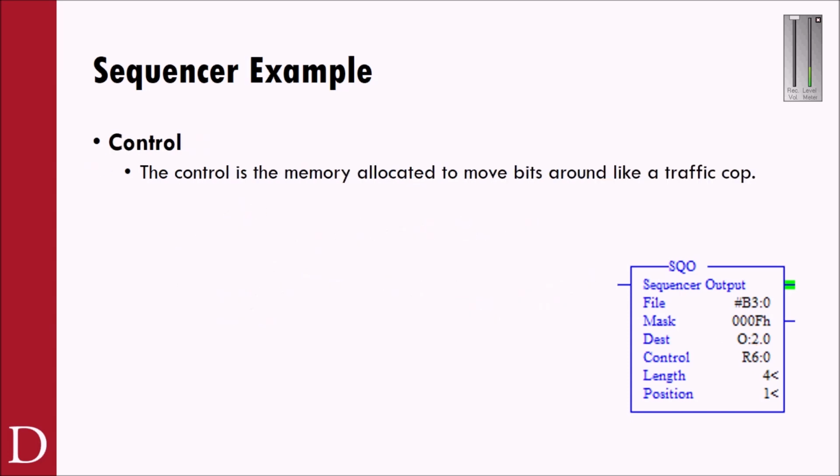The control is the memory allocated to move bits around like a traffic cop. So if you're only using one sequencer, we're just going to call it R60, and that just dedicates some memory. I think of it kind of like old PCs, where we might have had different components in between. There might have been an arithmetic logic unit, or some temporary memory. So an input comes in and an output goes out, but in between we don't necessarily see what's happening, but there is some sort of memory or control dedicated to process and store that data. Well, that's really what that control is.